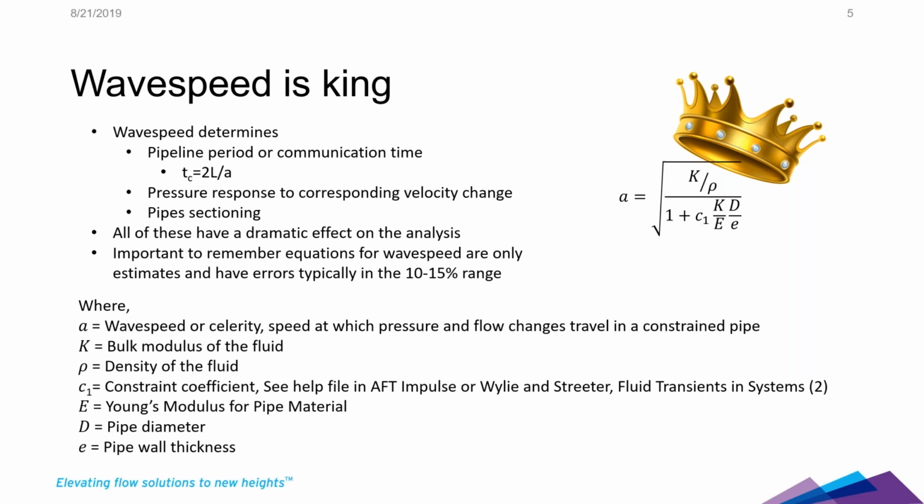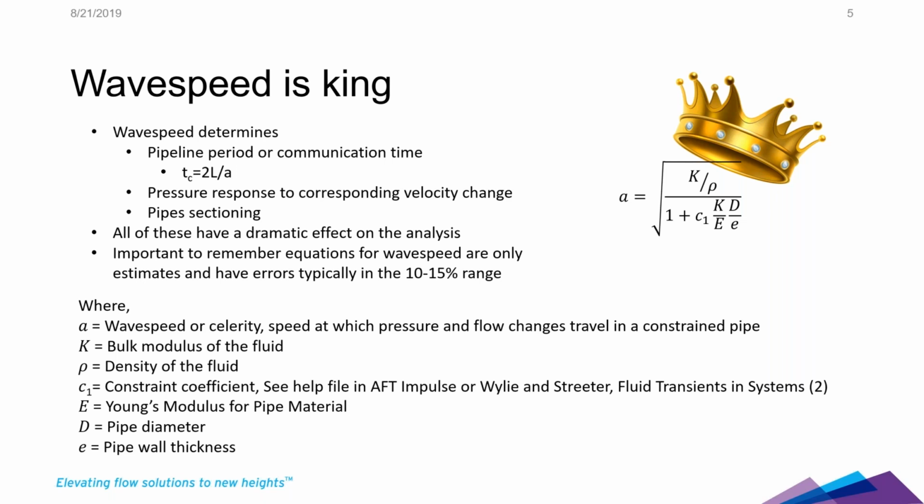That's not entirely true. It works really well for steady state, solving Bernoulli equation, things like that. But for Waterhammer analysis, Waterhammer wouldn't happen if everything was perfectly incompressible. So bulk modulus is essentially a measure of how compressible your fluid is. Density of your fluid, that's obviously important. And then the rest of the terms are essentially about your pipe. There's the constraint coefficient.